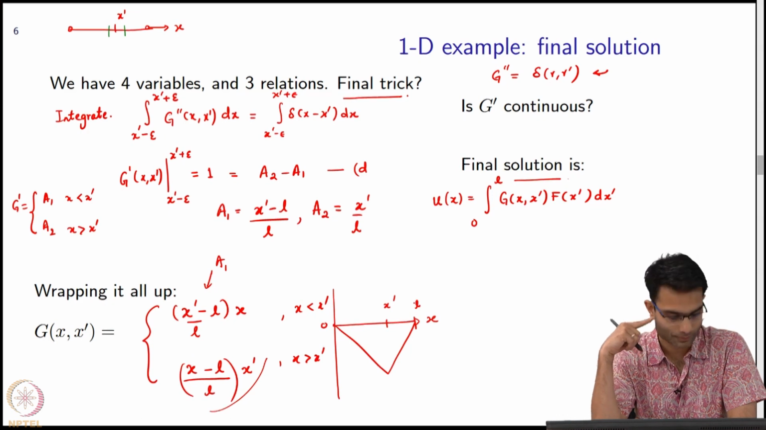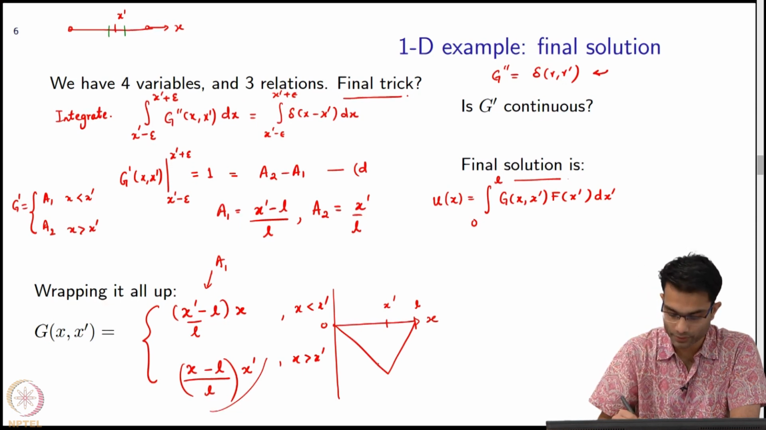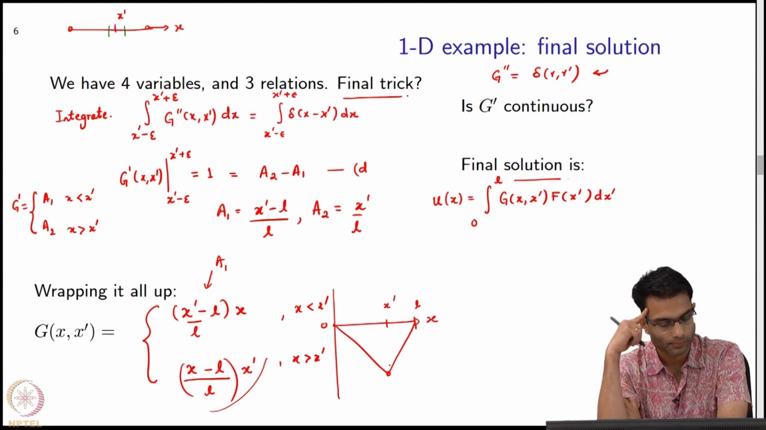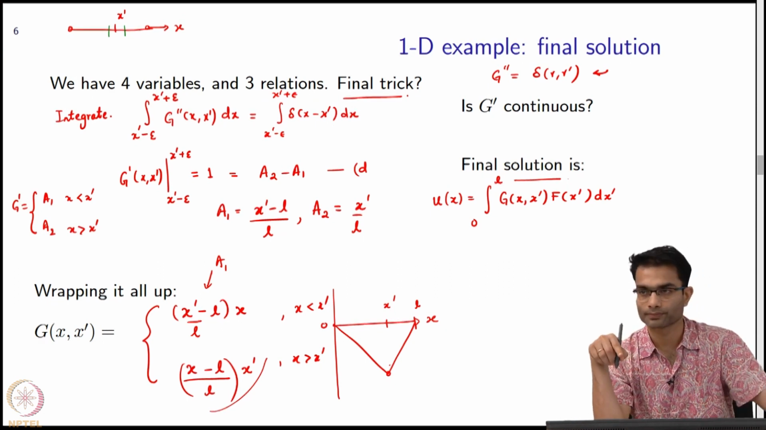Everyone agrees? So, you can do a check, put x equal to x prime, what do you get? You get the same relation on both sides and it is a negative quantity, right. So, that is what you get over here. Alright. So, I have got a continuous looking function out of this.